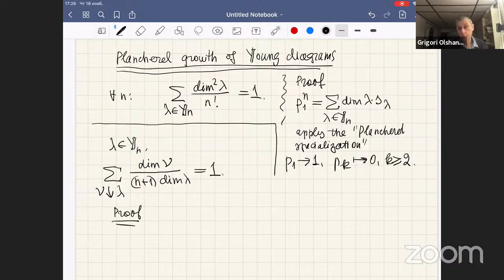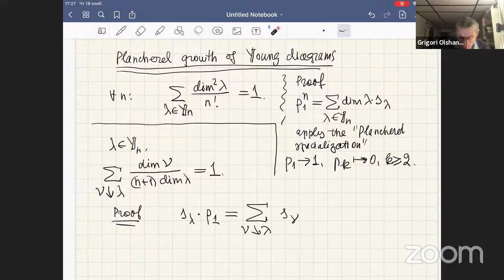which is as follows. Namely, we write lambda multiplied by p1 is equal to the sum, just the same sum. We know this is the simplest version of the Pieri rule.